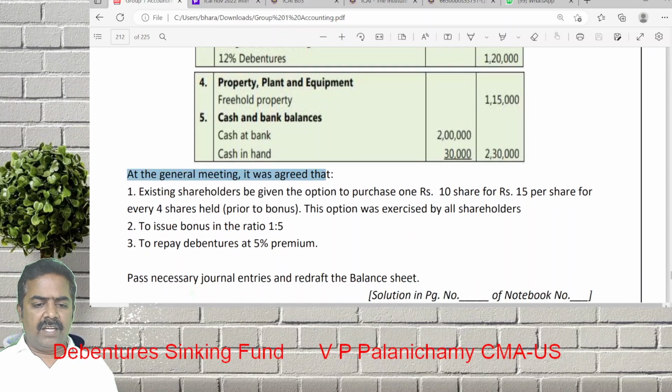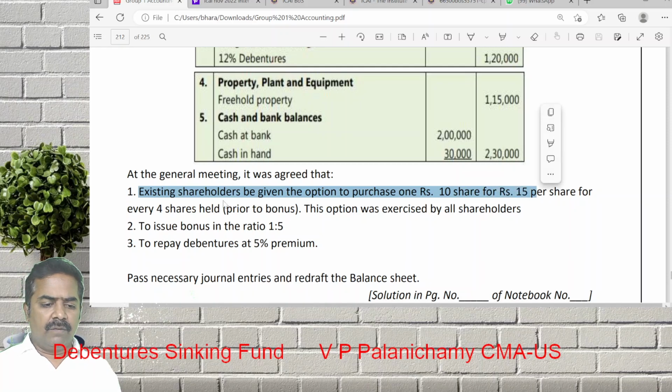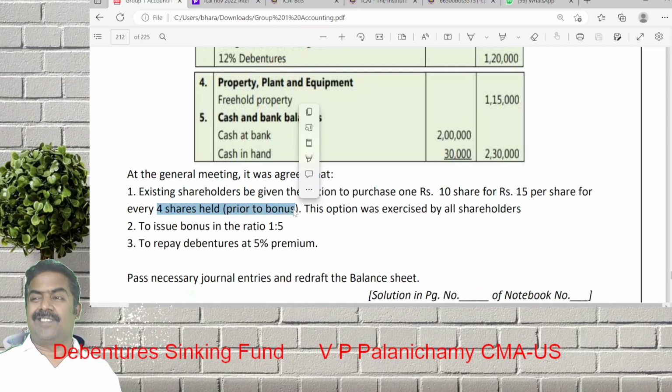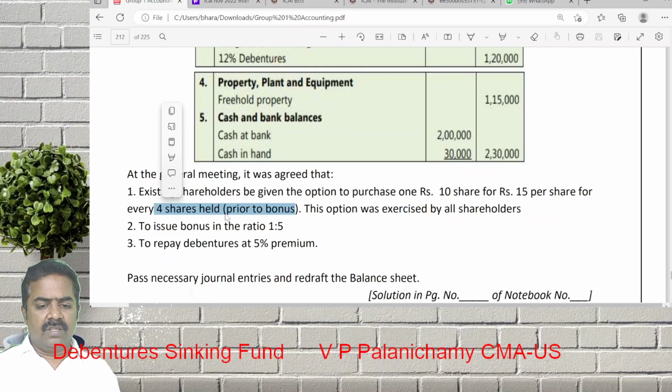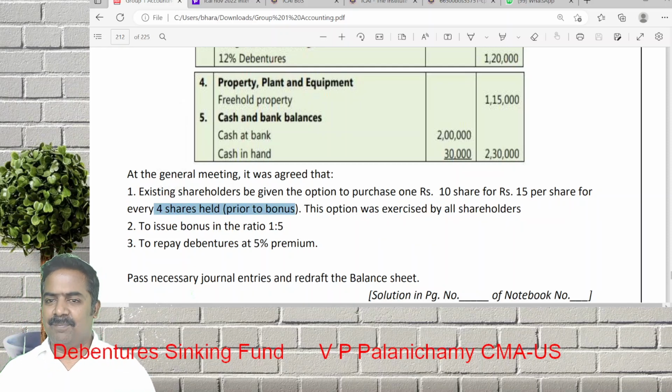At the general meeting, it was decided that number 1, existing shareholders will be given an option to purchase one share of rupees 10 each at rupees 15 for every how many shares held? 4 shares held is given, prior to bonus. This is like a right issue. This is like which issue? Right issue. They are not asking you to calculate the value of right and all. Pass journal entry, that's all. Pass journal entry.